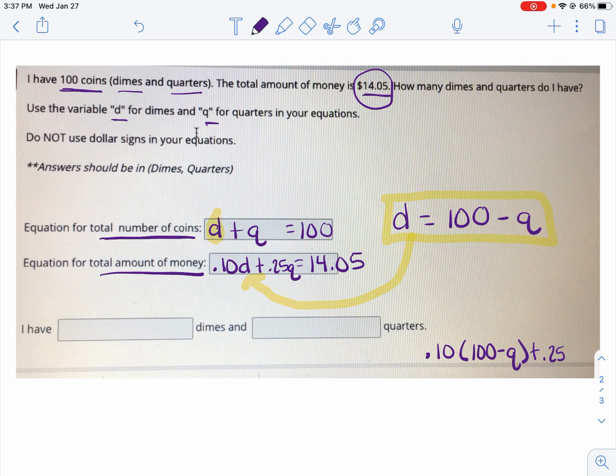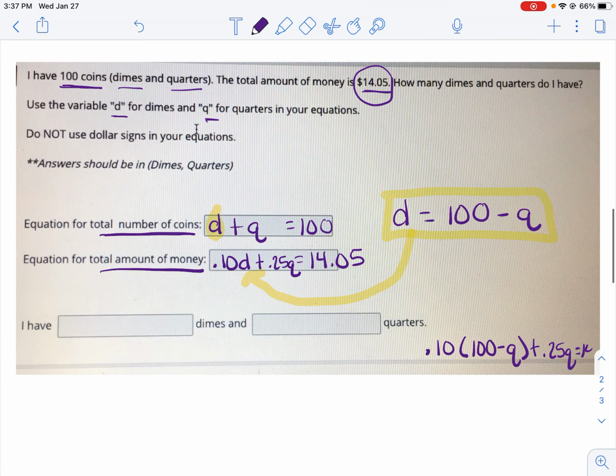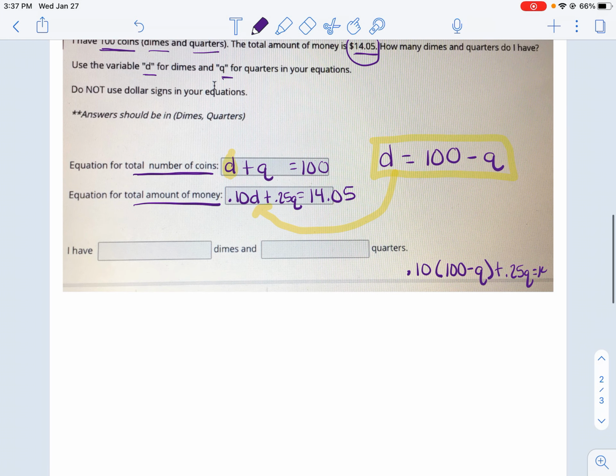plus 0.25 Q equals 14.05. Oh, I ran out of room here. Make it a little smaller. We're going to have to distribute, so you can use your calculator for that. So if I have 100 times 0.10, that is not 100 times 10. It's times a tenth, okay? So a tenth of 100 is just 10. Then minus 0.10Q plus 0.25Q equals 14.05.